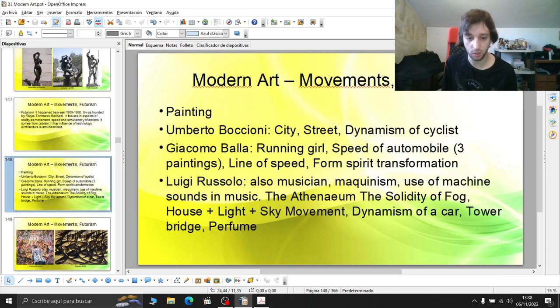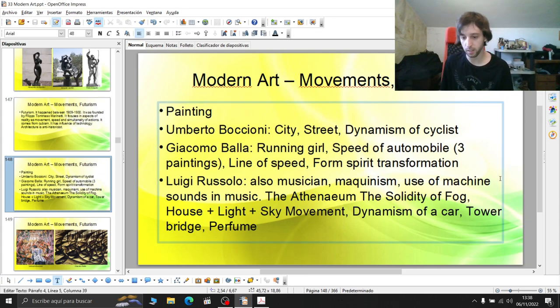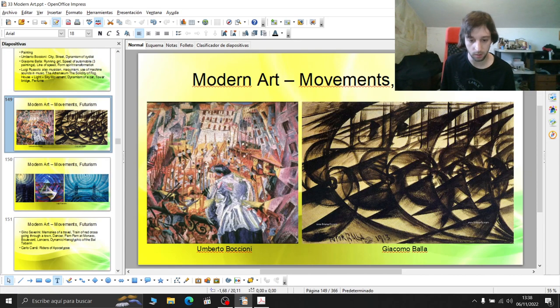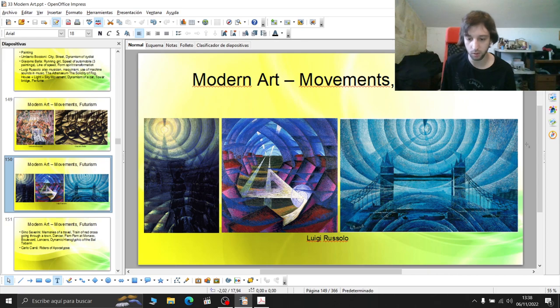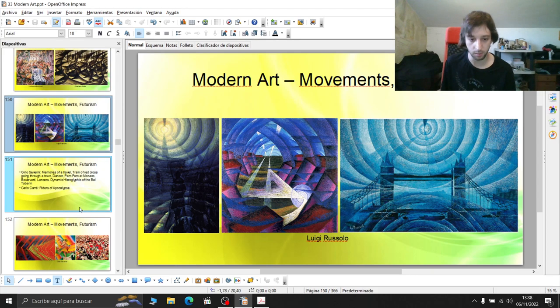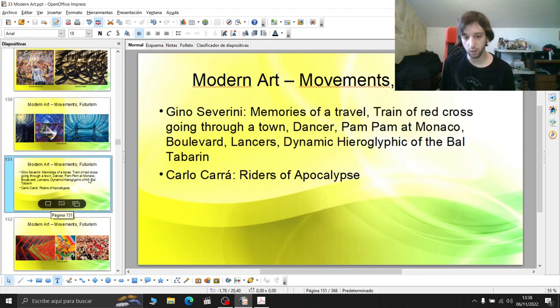Painting: Umberto Boccioni, Giacomo Balla, and Luigi Russolo. This last one is also a musician, a machinist, who uses machine sound in music. You will see what I mean. Very beautiful, these paintings. Gino Severini, well, yes, this is still painting. Gino Severini and Carlo Carrà.